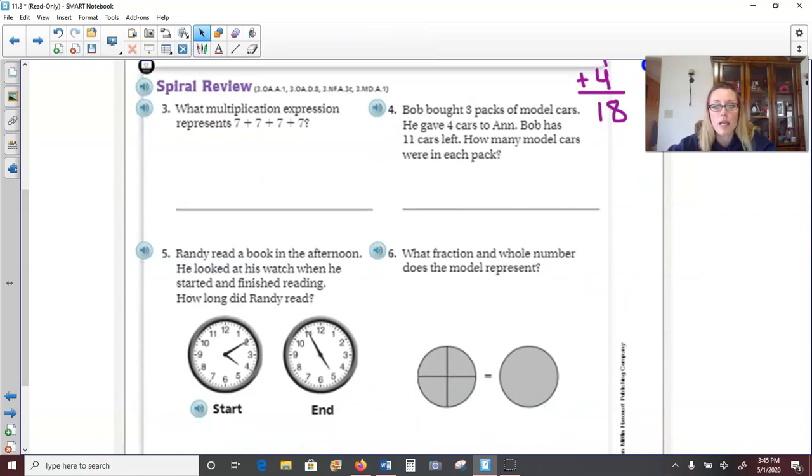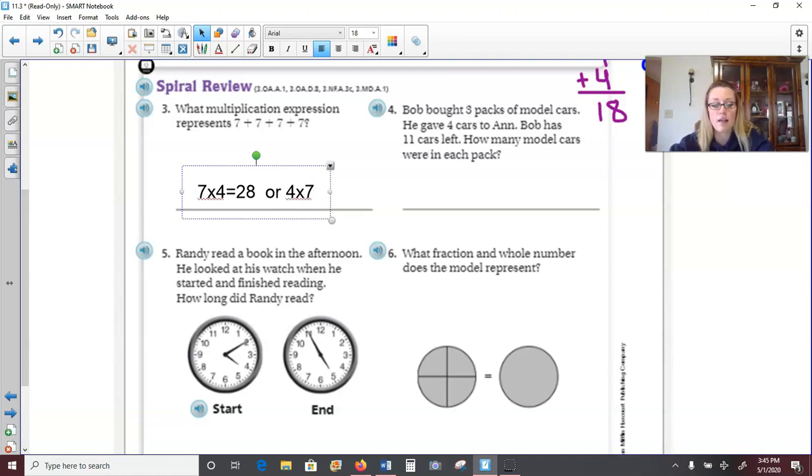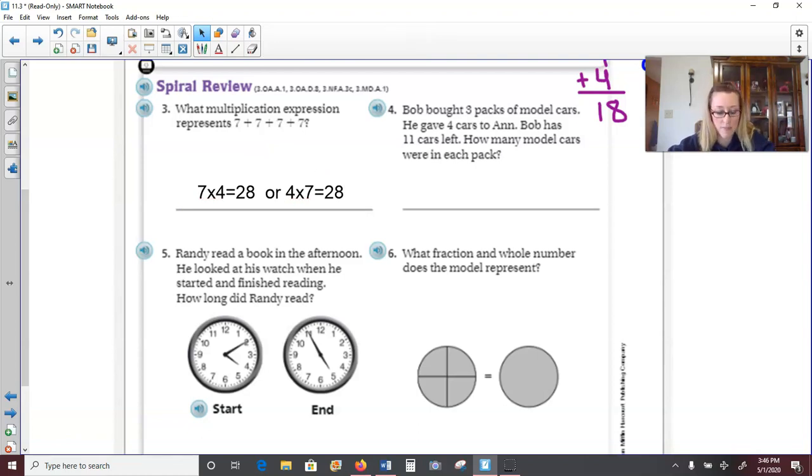What multiplication expression represents 7 plus 7 plus 7 plus 7? Well, we could say 7 times 4, which equals 28. Or we can flip the factors around because of the commutative property and say 4 times 7, which is also equal to 28.